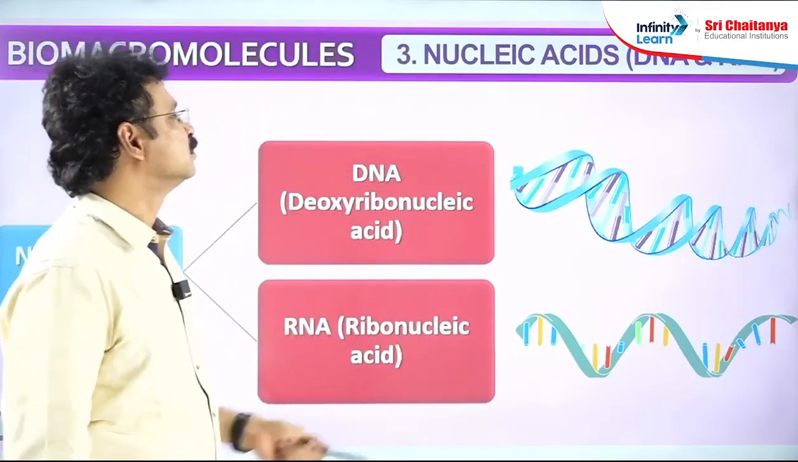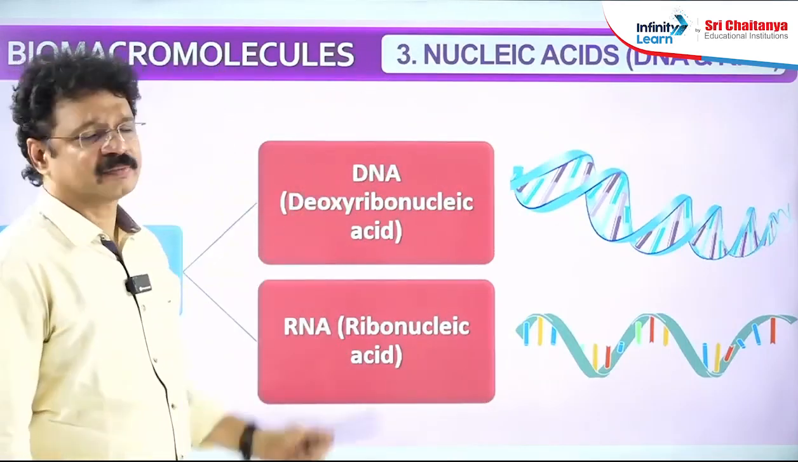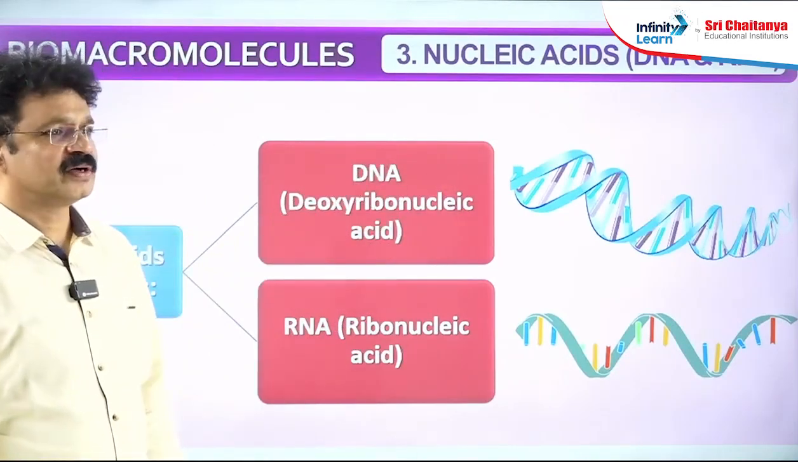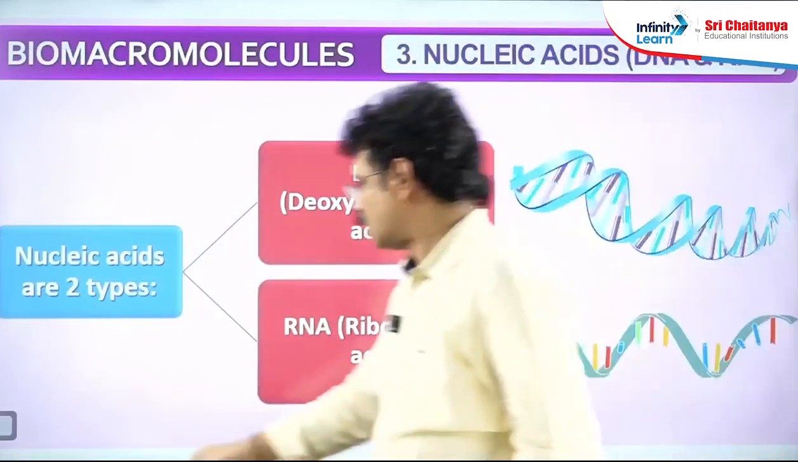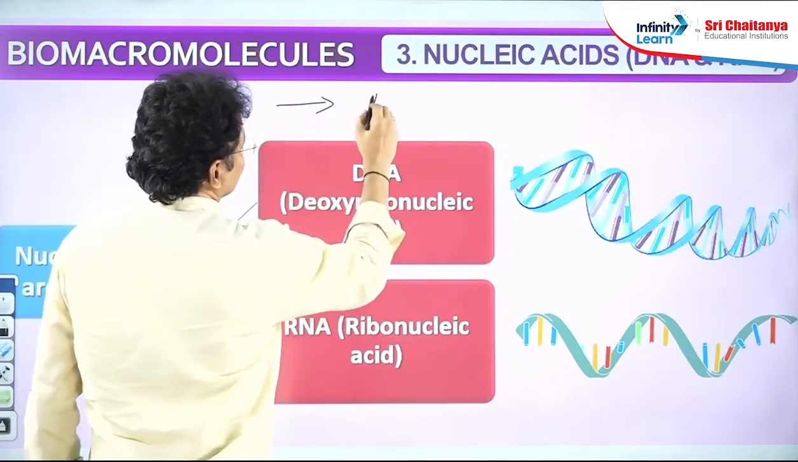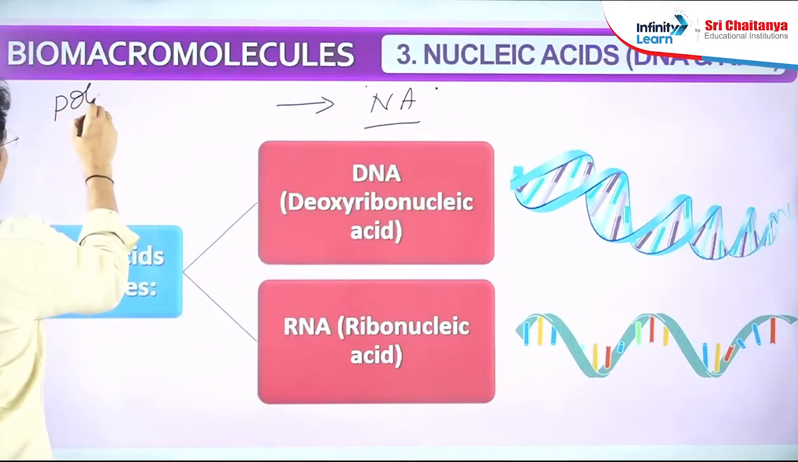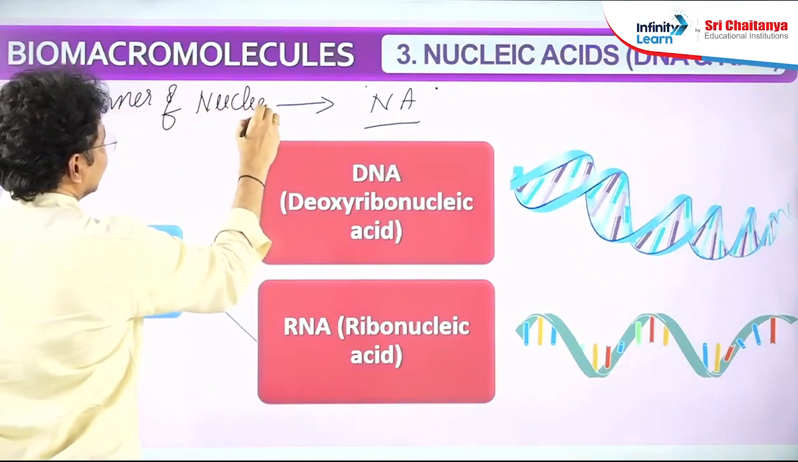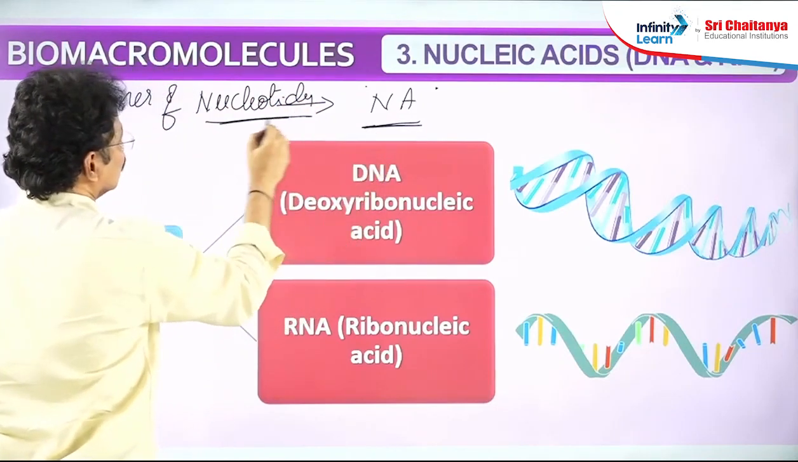Nucleic acids. DNA and RNAs are very good examples for nucleic acids. Is it a macromolecule or micromolecule? Macromolecules, because their molecular weight is greater than 1000 daltons. And it is a polymer of nucleotides. NA, full form nucleic acid, is a polymer of nucleotides. The building blocks of nucleic acids are nucleotides.